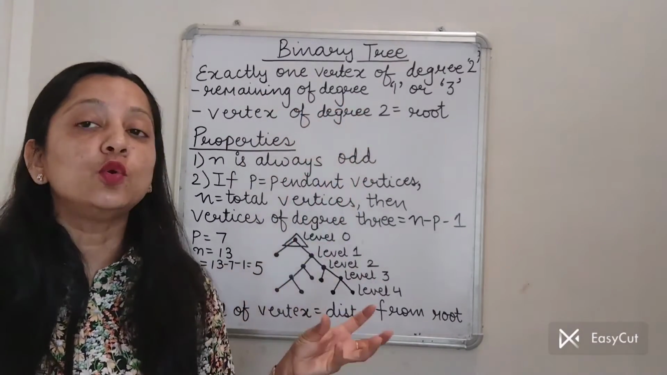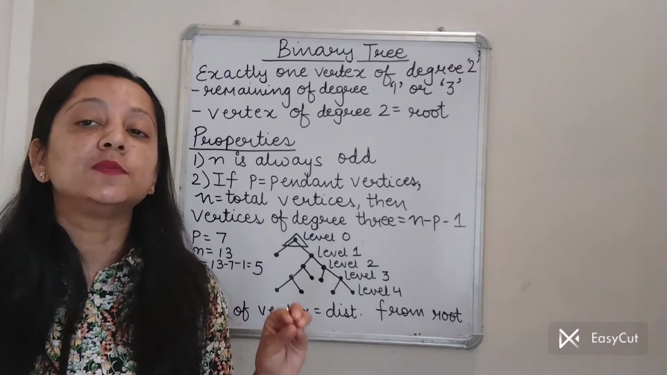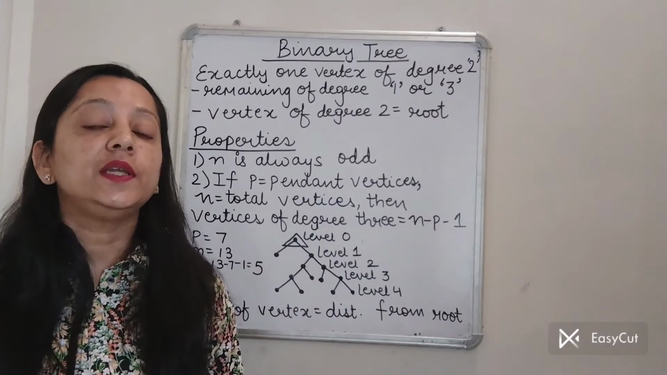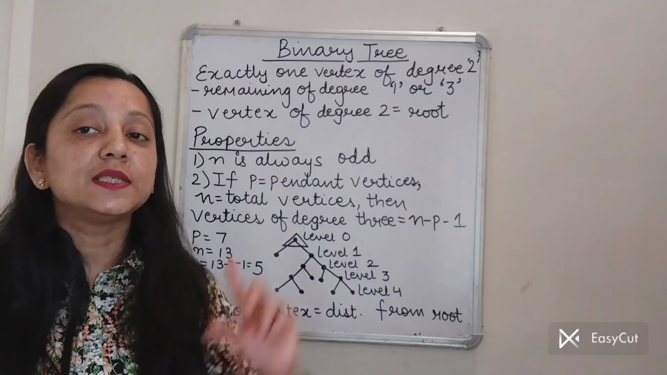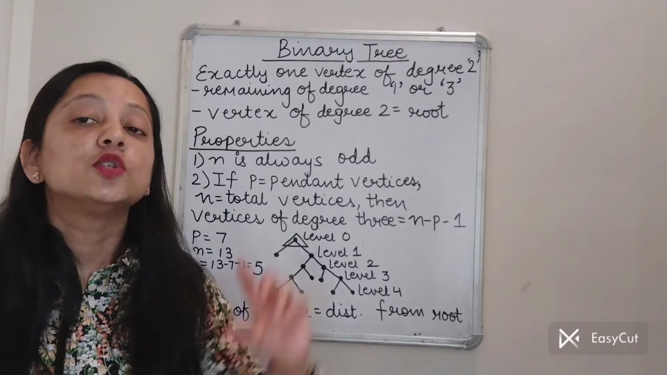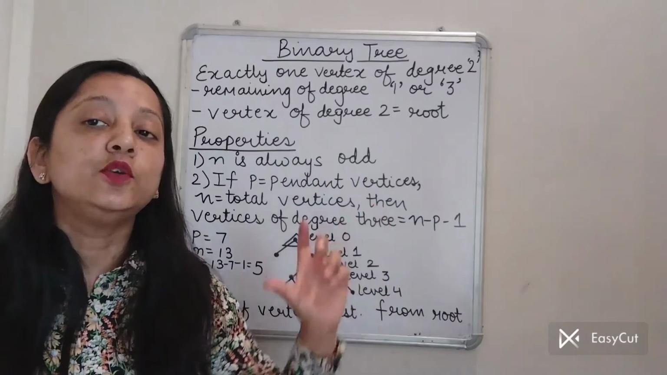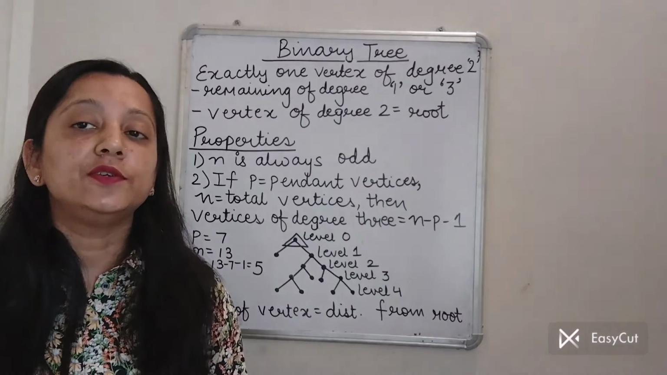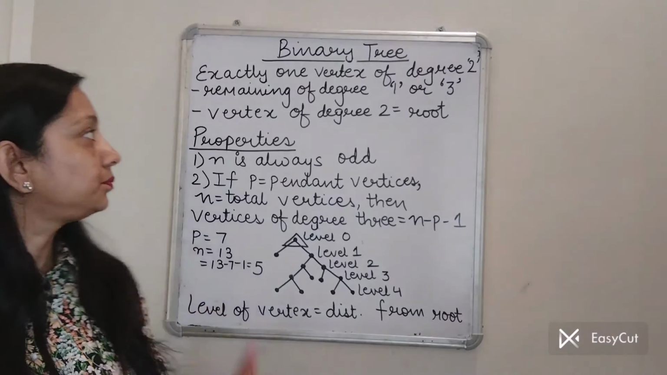Now, as I told you, to serve as a root, that particular vertex must be different from the rest of the vertices. As in the case of a binary tree, I told you that there is exactly one vertex of degree 2. So that means that particular vertex is distinguished or different from the rest of the vertices. So that vertex of degree 2 serves as the root in a binary tree. So in any binary tree, the vertex which has degree 2 is called the root.